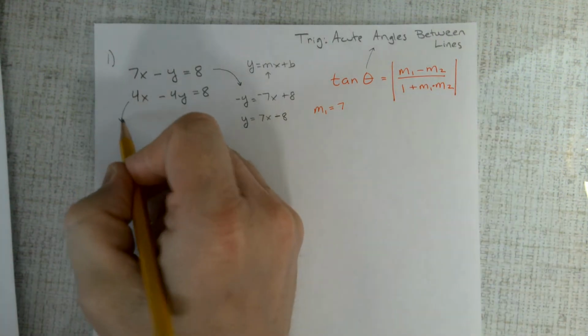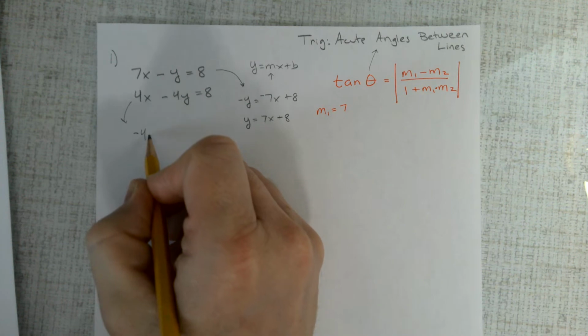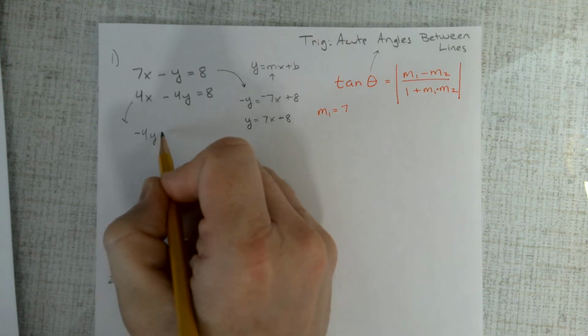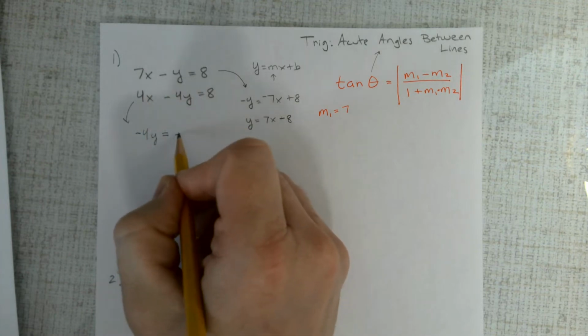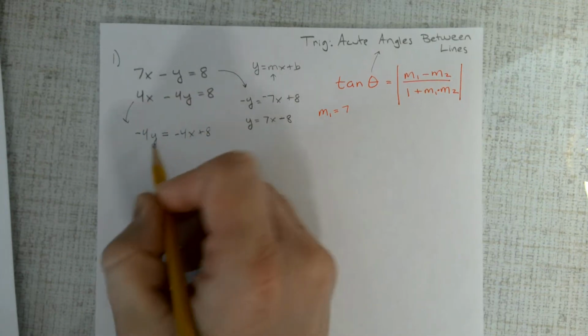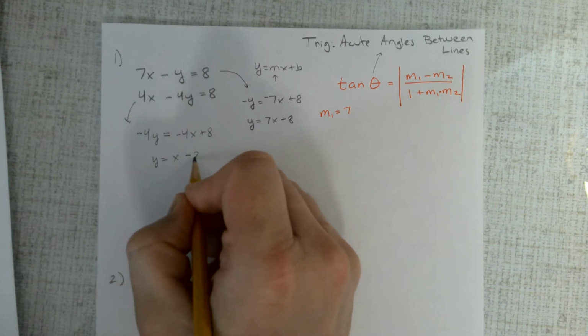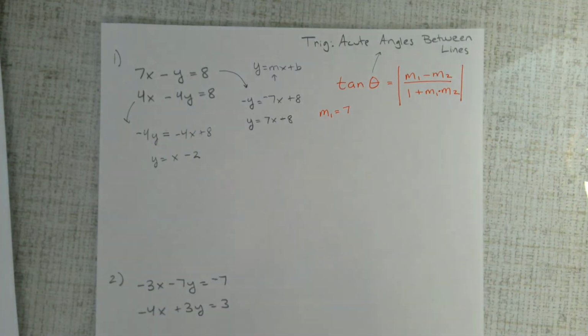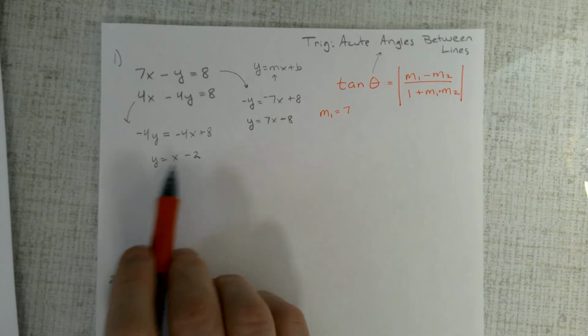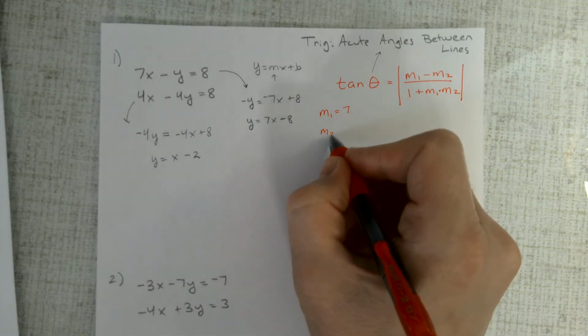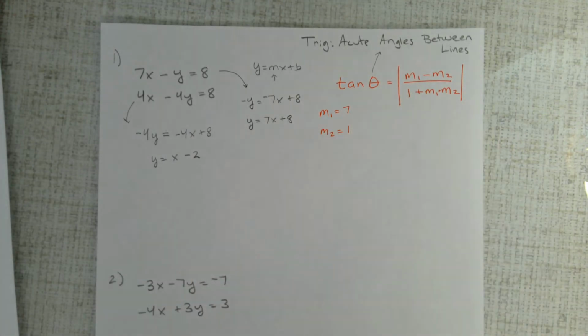Alright, we'll take the second line. That's negative y, 4y, plus, or equals, put that on that side, negative 4x plus 8. Divide everything by negative 4, minus 2. Alright, now we have the second slope here. The second slope is 1.